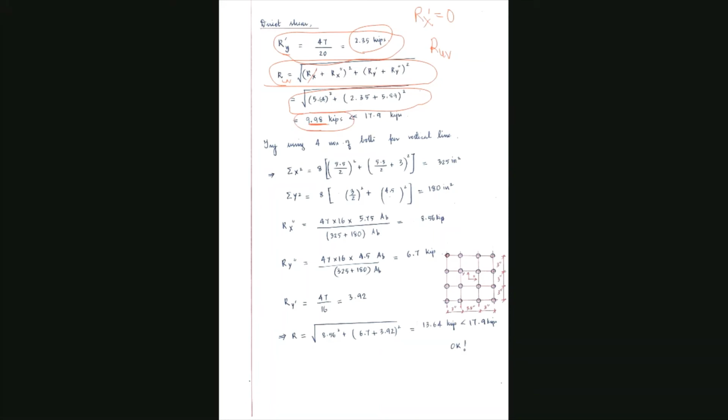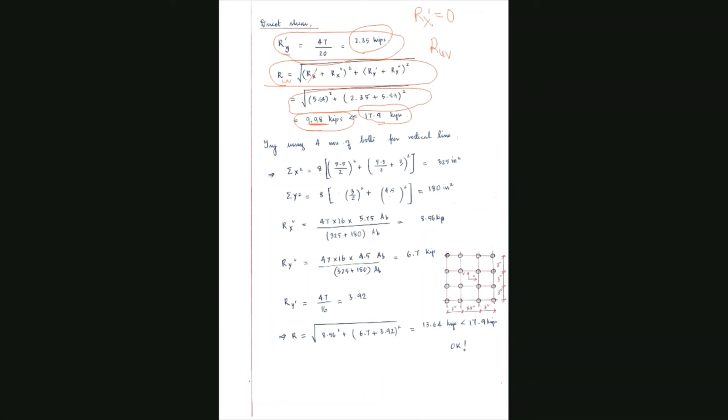which is much less than the capacity. So it is a very conservative design. The number of bolts is high. Okay, so if you want a more economic design, you have to decrease the number of bolts because the strength is too high compared to the load acting.